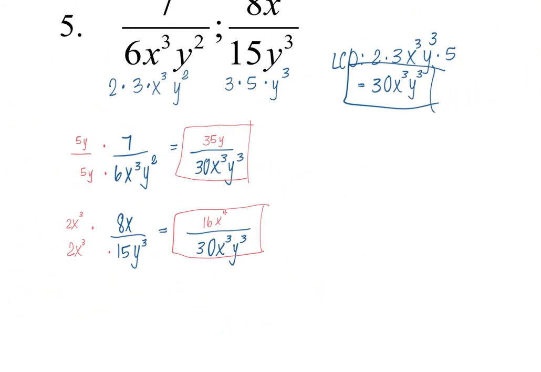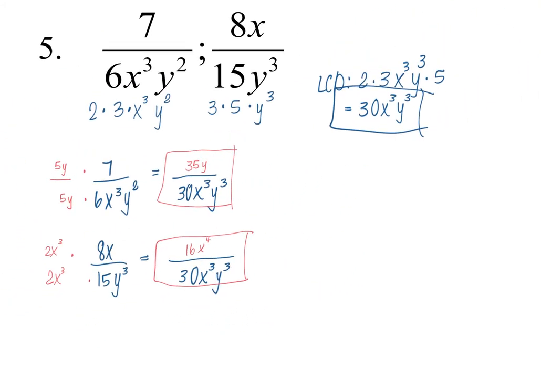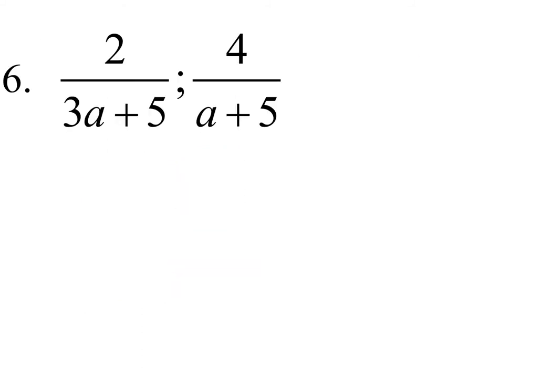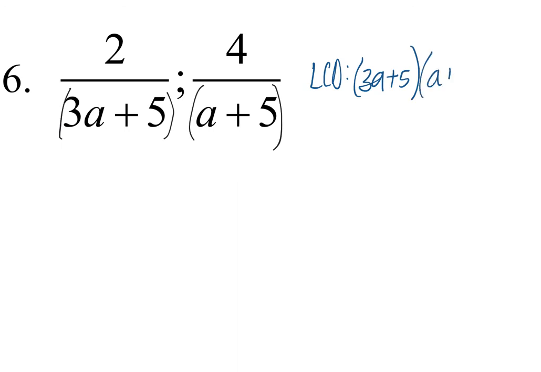So those are my 3 answers for this one problem: the LCD and the 2 equivalent expressions. Now number 6, looking at your 2 denominators, 3a plus 5 doesn't factor. I mean, this is the factor itself right here. 3a plus 5 does not factor. A plus 5 does not factor. So for your LCD, you have a factor of 3a plus 5, and you have a factor of a plus 5, and they're both to the first power.